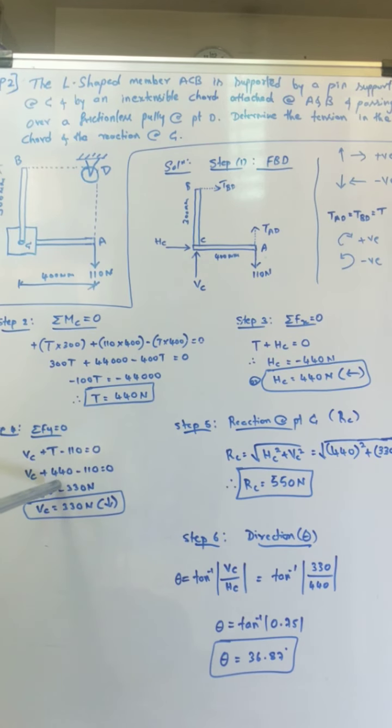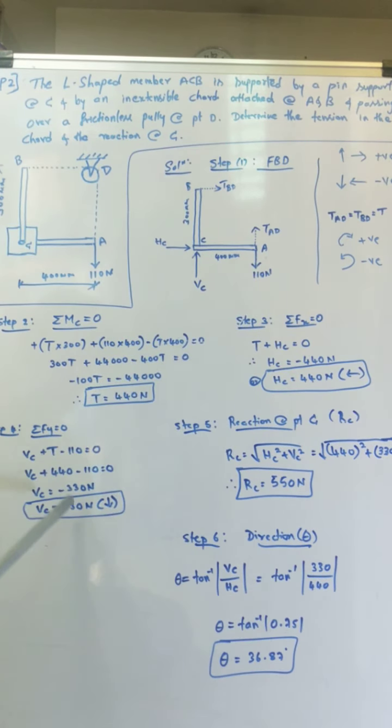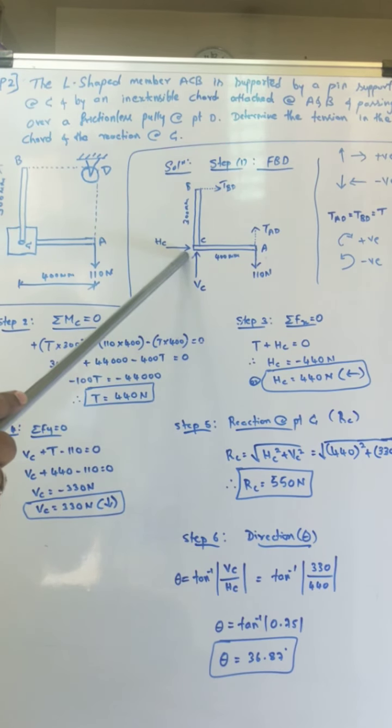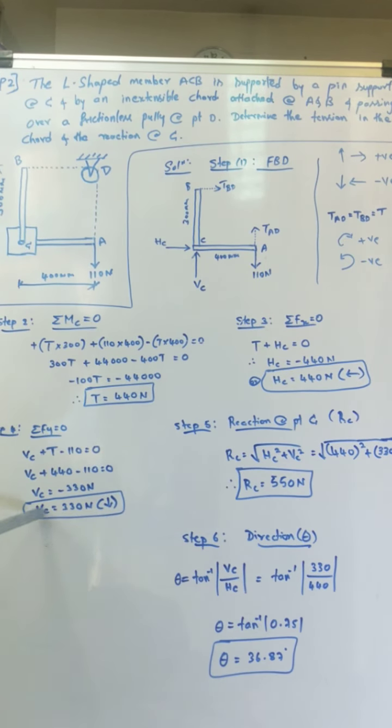You know the T value, substitute the T value and do the calculation. VC plus 440 minus 110, it is minus 330. So VC is equal to 330 Newton. Since it is minus, I remove that minus and show the downward direction. Minus indicates a negative value. So whatever VC was taken in the upward direction, the direction is wrong. It has to be the downward direction. So VC is 330 Newton downward.